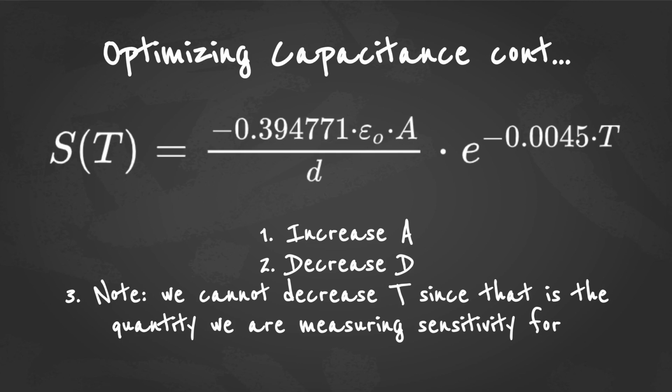The third point I wrote, note, we cannot decrease our T, since that is a quantity we are measuring sensitivity for. Typically, it would make sense if we were optimizing our S at t equation to say we want to make t as small as possible. However, since t is our independent variable, we cannot put a restriction on t while we're optimizing it. So our two ways of optimizing our sensitivity equation is by increasing our value of A and by decreasing our value of D.